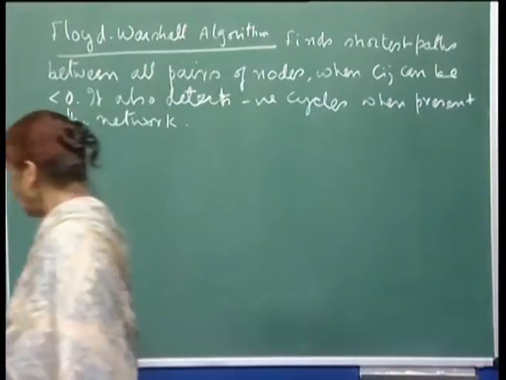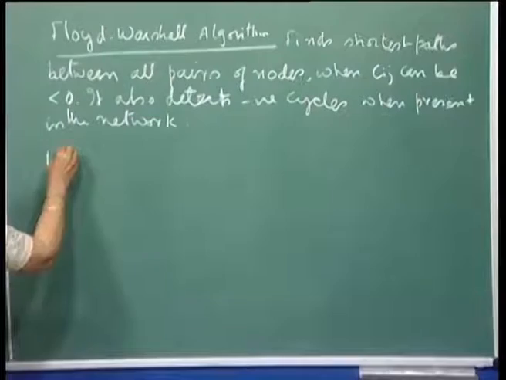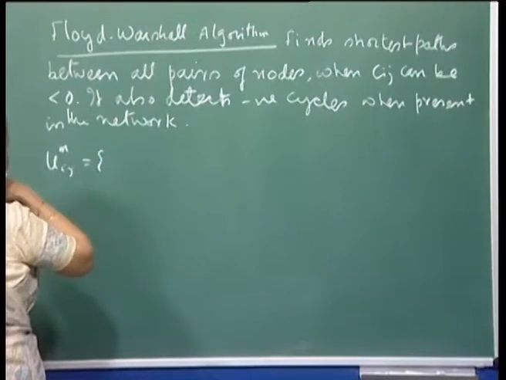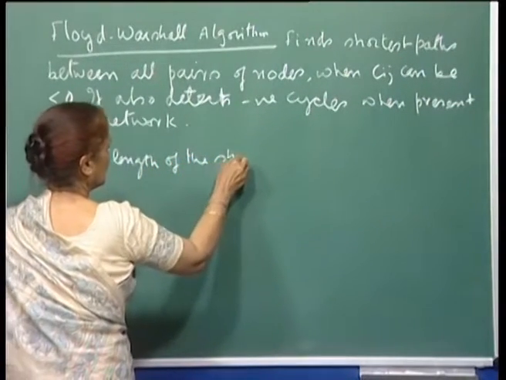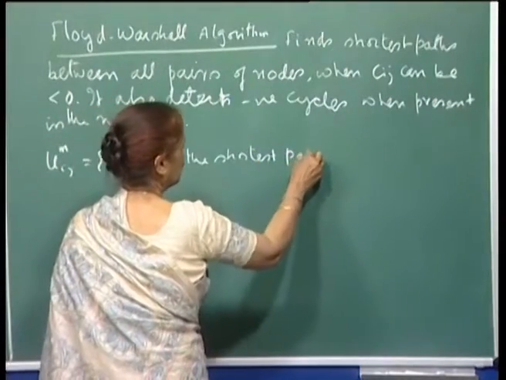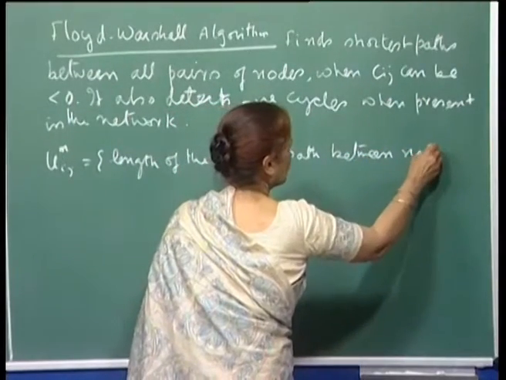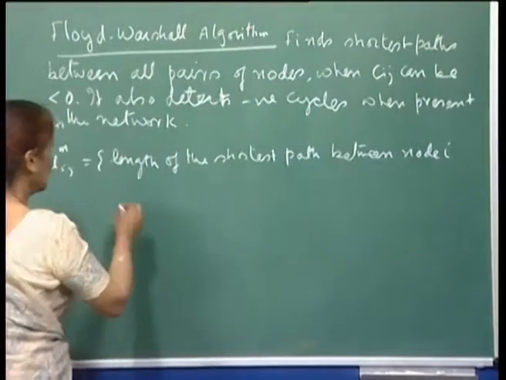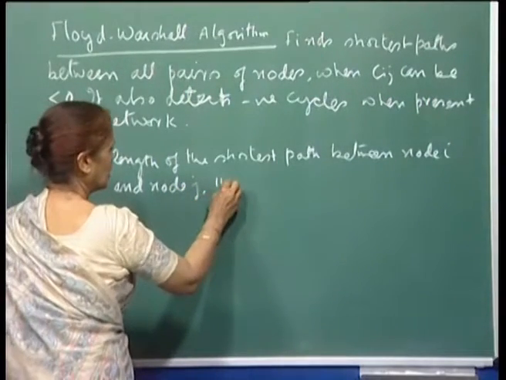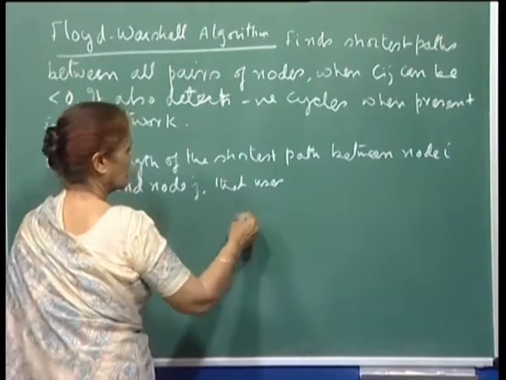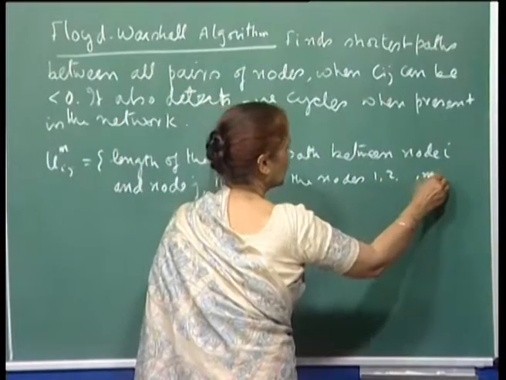So, the definition is simple. What we do is define the quantities Uij_m as the length of the shortest path between node i and node j that uses the nodes 1, 2 to m minus 1 only.